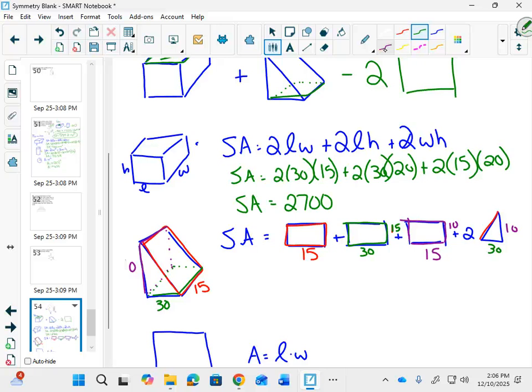And if you know 2 sides of the triangle, you can find the other side by doing a squared plus b squared equals c squared. 10 squared plus 30 squared equals c squared. This will be 100 plus this will be 900 equals c squared. 31.6. Very close. It's just because the square root of 10 is really close to 5.